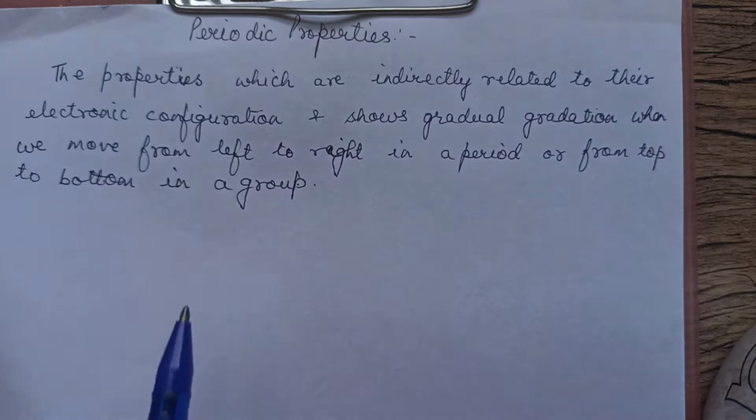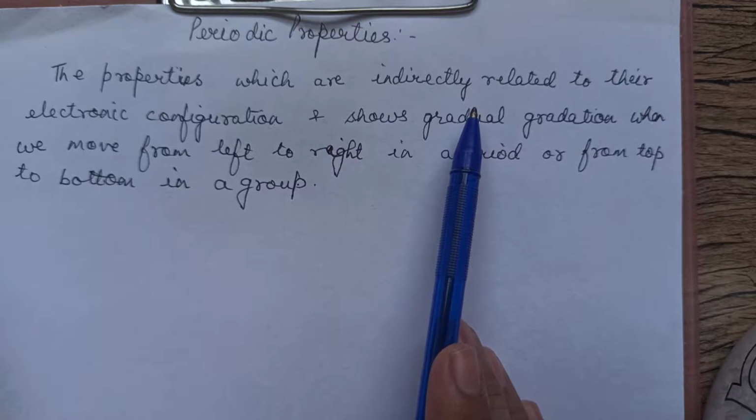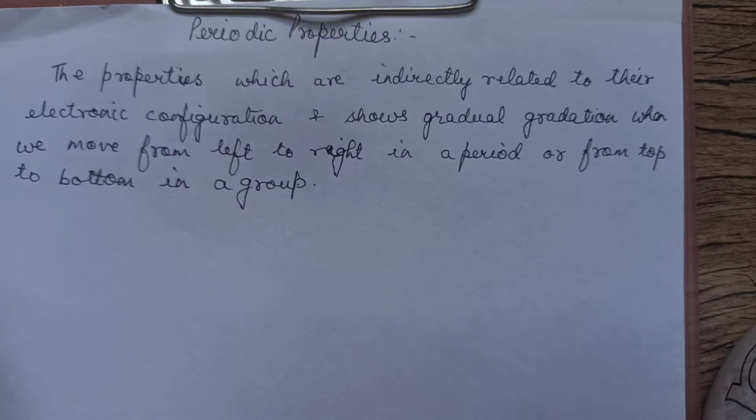Now we can also give the definition like this: the properties which are indirectly related to electronic configuration. Why is it said like that? Because after some regular intervals, we know that the configuration becomes similar. Which configuration are we saying? The valence shell configuration. Like we say, the first group has the general configuration ns1, second group ns2, the 13th group ns2 np1, 14th group ns2 np2, 15th ns2 np3. Throughout a group, you will find similar valence configuration.